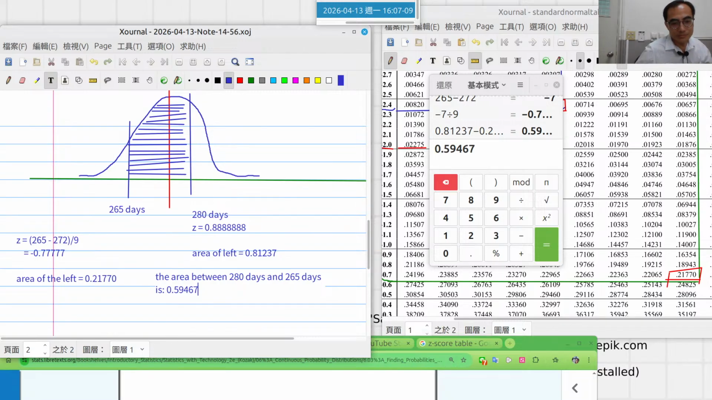I think we can finish this section. We can move to the next section, okay?